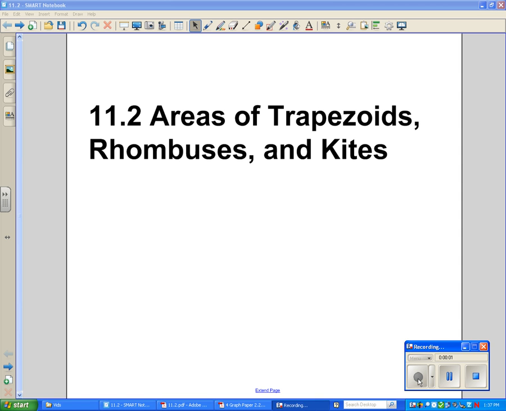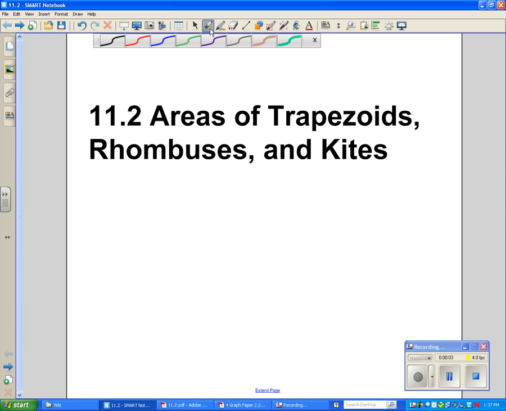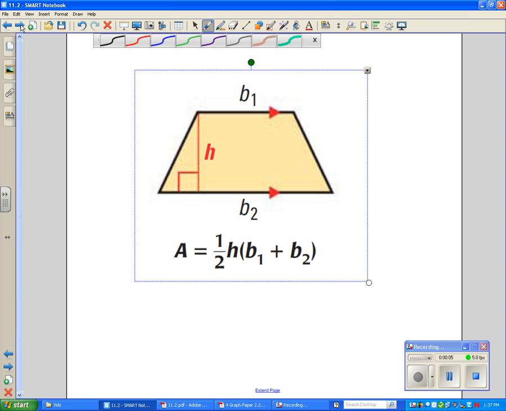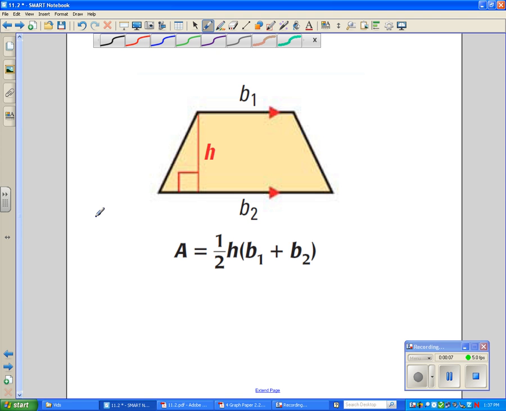All right, 11.2. We got areas of trapezoid, rhombuses, and kites. Let's take our first one. This is the formula associated with the trapezoid: 1/2 times the height, base 1 plus base 2, which we explored in class. Remember, these are parallel. Go ahead and draw this down and put it in your notes.